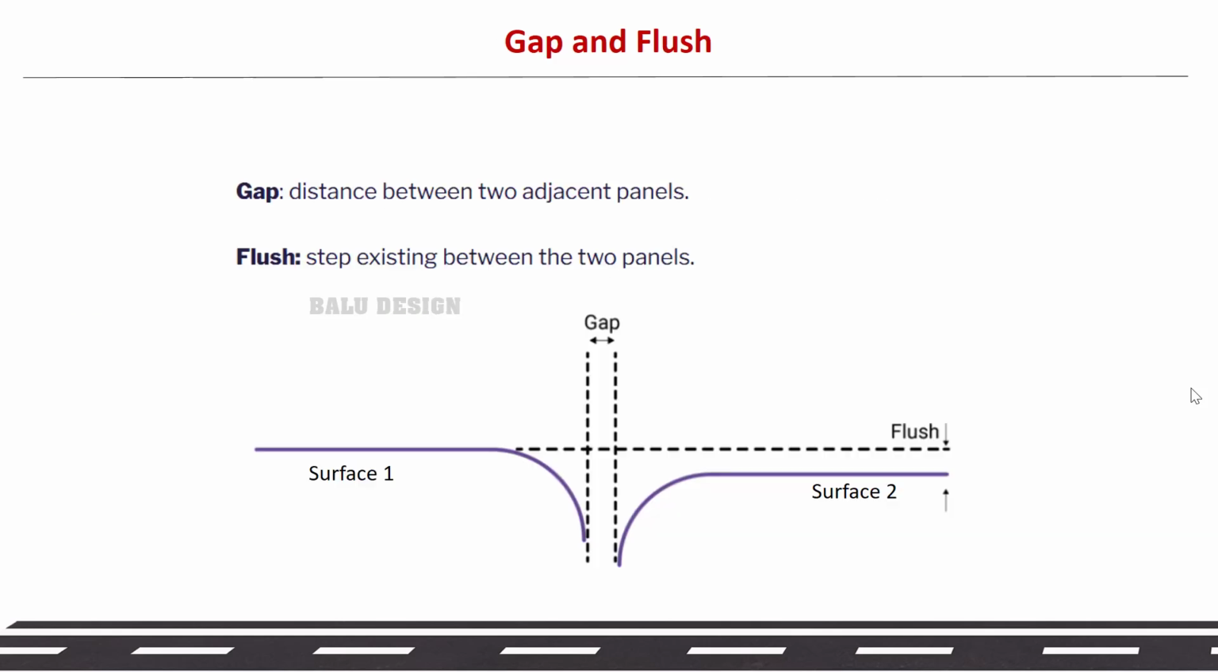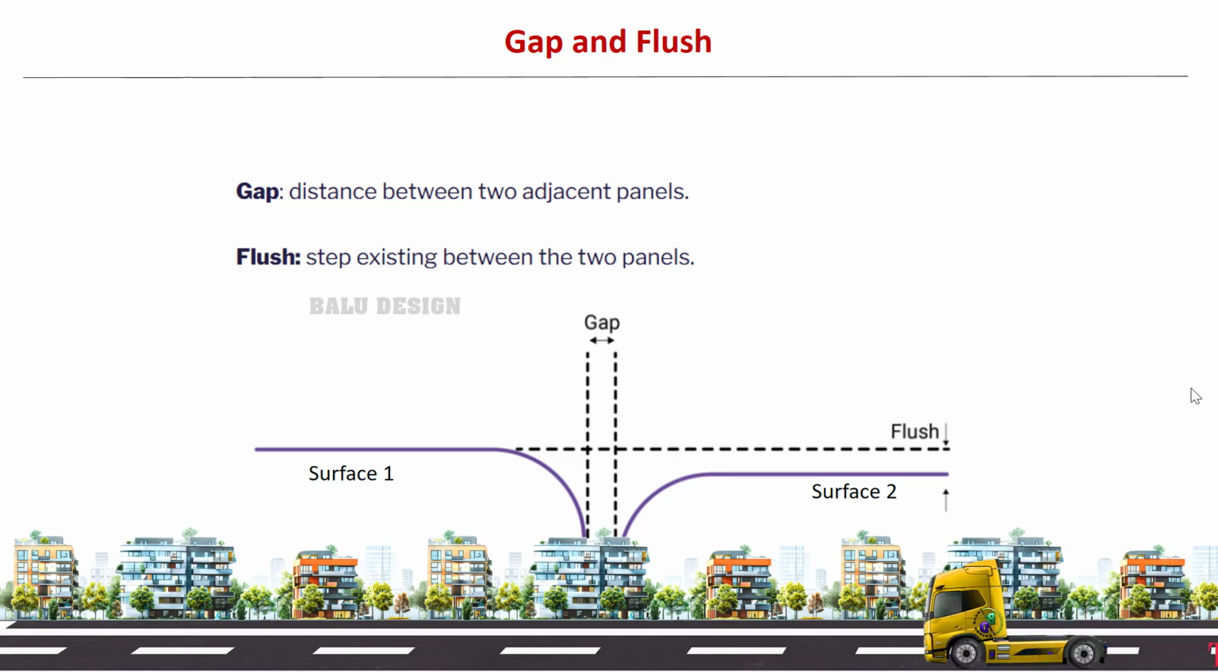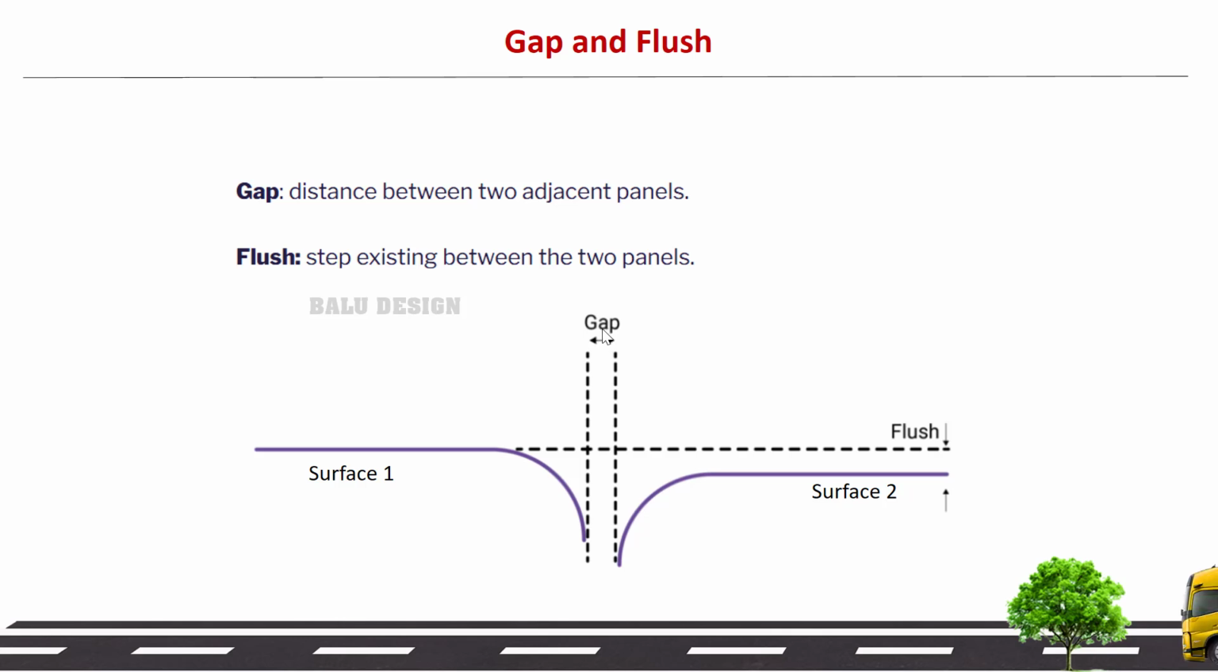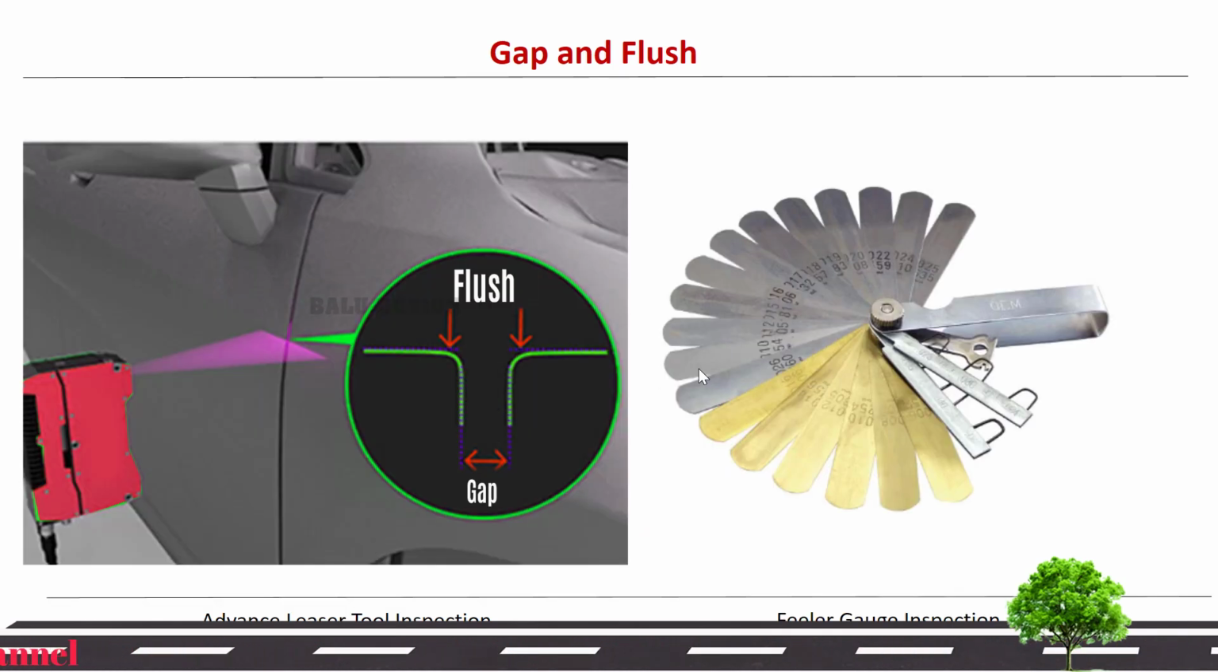And this is the easiest way to find out what is meant by gap and flush for surface 1 and surface 2. You can easily identify this is two middle surface. This is surface 1 and surface 2. So this is called a flush, and between those two, the perpendicularity of the part file is called a gap. So the distance between two adjacent panels and the step between the two panels is called gap and flush. So we go to the next slide for that gap and flush measurement requirement.